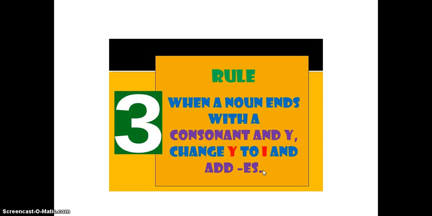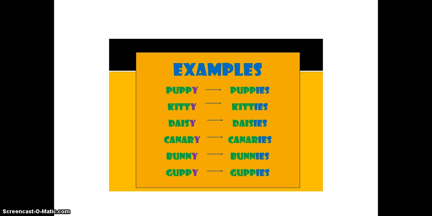Rule number 3. When a noun ends with a consonant and Y, you change Y to I and add ES. Meaning when a noun ends with Y, but there is a consonant before the letter Y, you change Y to I and then you add ES. Now let's take a look at the examples to make it clearer to you. For instance, we have poppy. Poppy ends with Y. It has a consonant P before it. So we take away the Y, we change it to I, and we add ES.